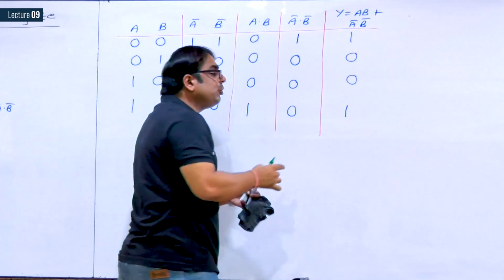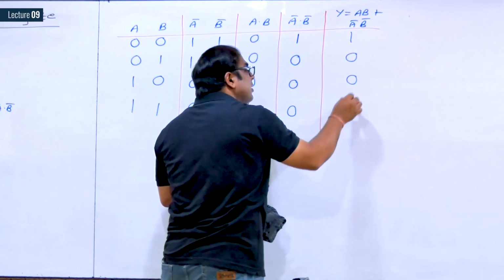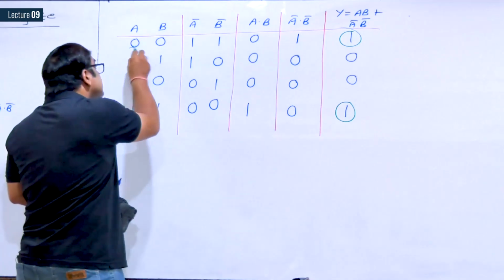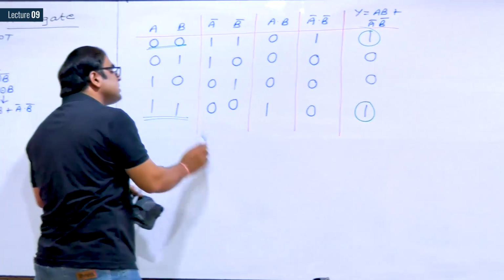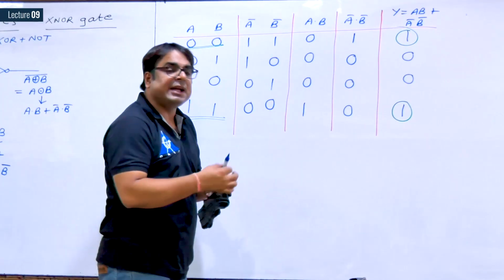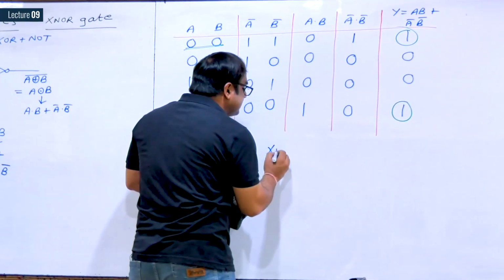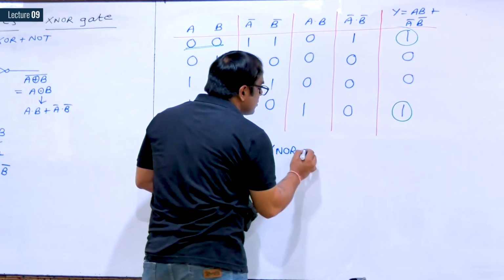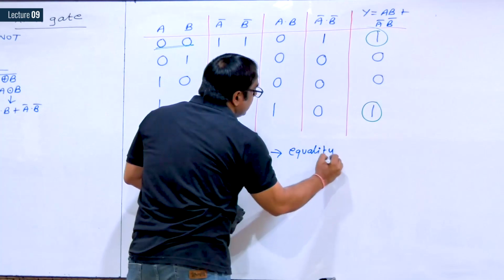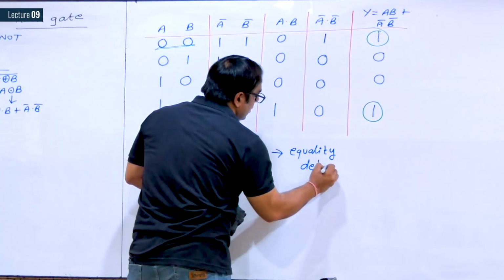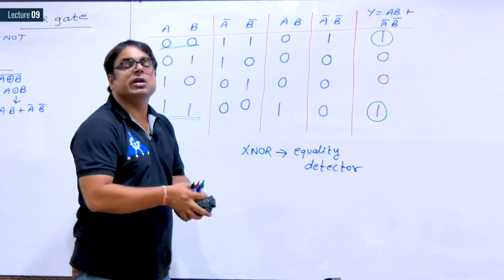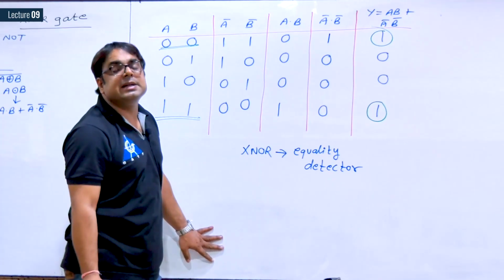Now, what we have to note is when the output is logic high. Output is logic high when both the inputs are equal. So, the XNOR gate is also called an equality detector.